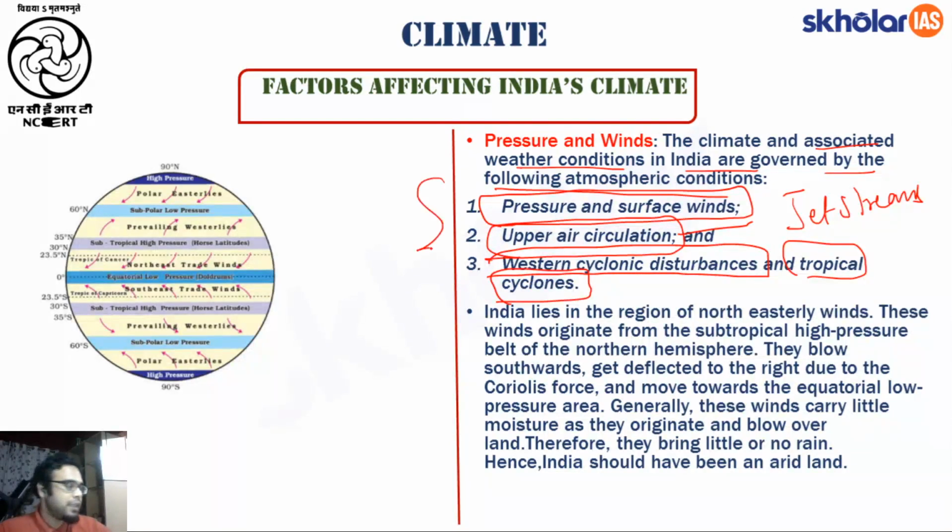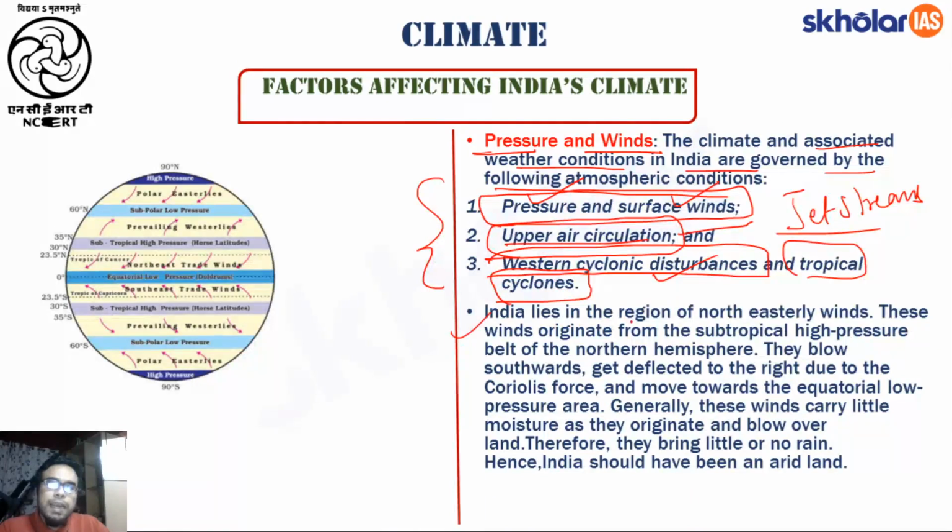So these are the pressure and the winds, and how they play a very important role. Out of all these three factors, we have understood pressure and surface winds, right? But now what do we have to understand? We have to understand upper air circulation, which are called jet streams, and we also have to understand western cyclonic disturbances. Don't worry, we will deal with this in the subsequent slides as well as the classes, right?